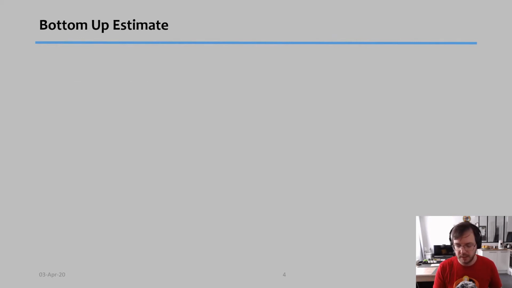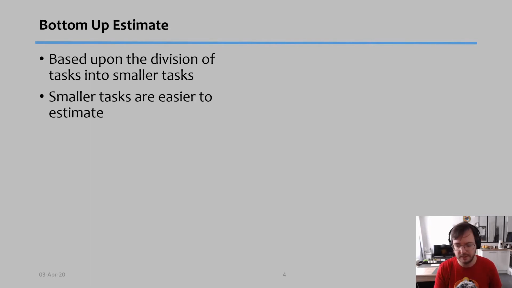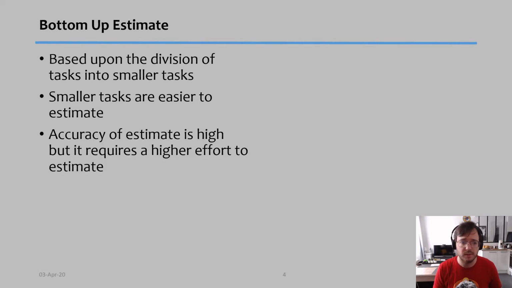The bottom-up technique, on the other hand, is based upon the division of tasks into smaller tasks. That means we're going to work with our work breakdown structure, like we've seen before. That's why I covered it. Smaller tasks are easier to estimate than bigger tasks. And the advantage is that the accuracy will be much higher for the whole project if we start by estimating the small tasks. And obviously the problem is that it's going to require much more effort.